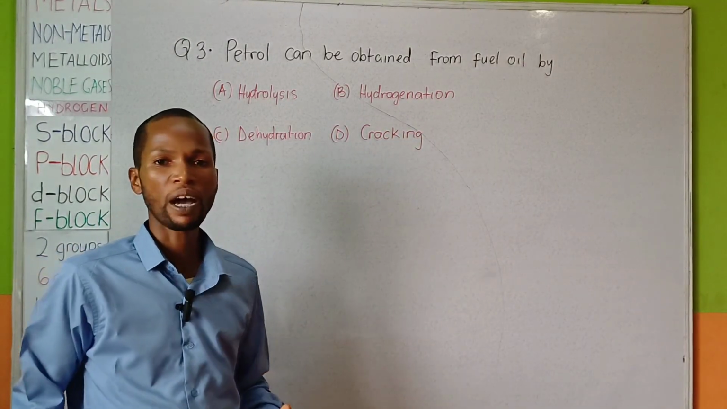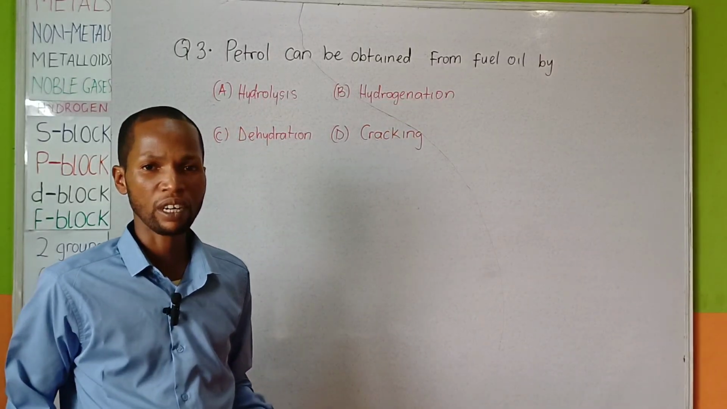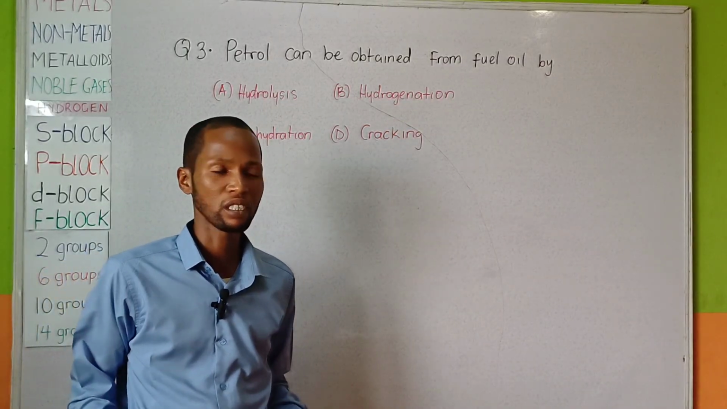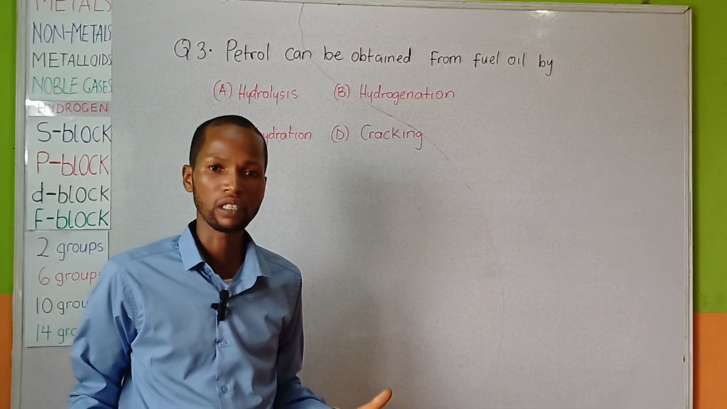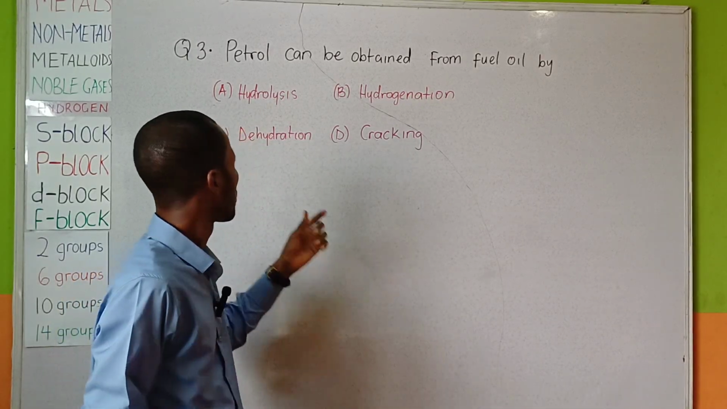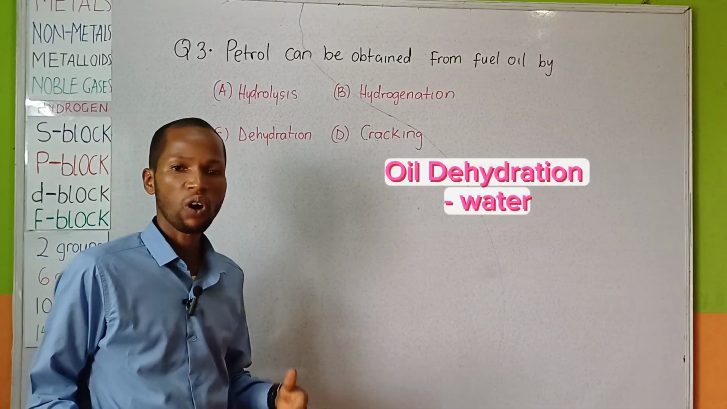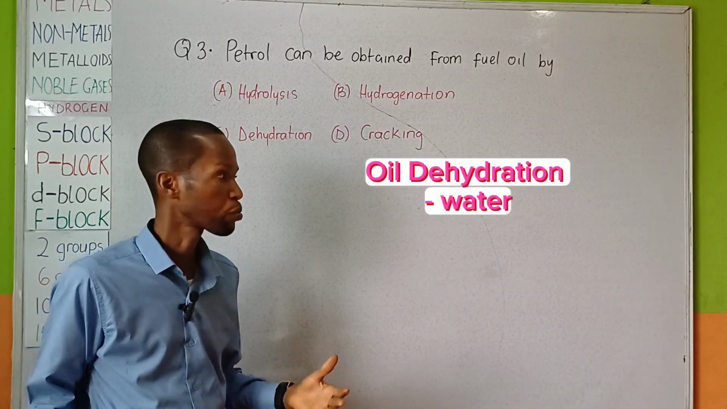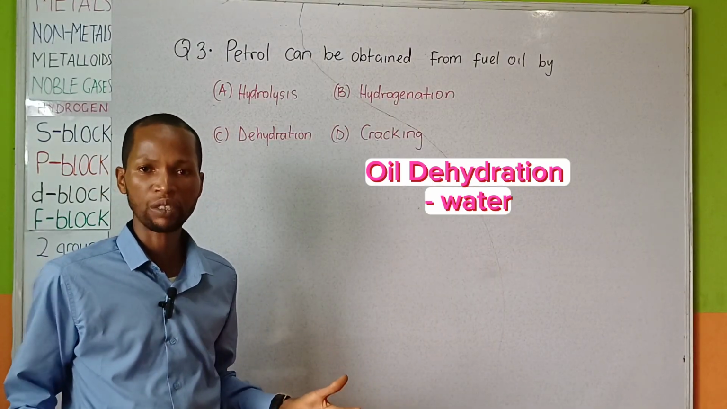Hydrogenation is the process by which hydrogen is added to an unsaturated hydrocarbon in petroleum fraction, thereby increasing the carbon to hydrogen ratio in the compound. Dehydration of petroleum, also known as oil dehydration, is the process of removing water from crude oil or petroleum.